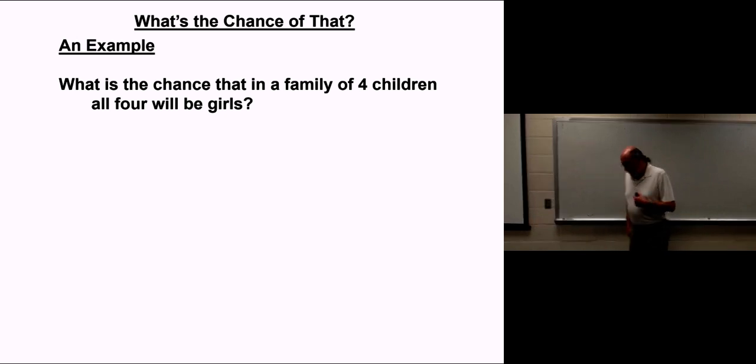So, a little simple example. A family has 4 children, or is going to have 4 children or something. What's the probability that they're all one sex or the other? That they're all male or they're all female? In this case, I ask, what's the chance that they're all girls?